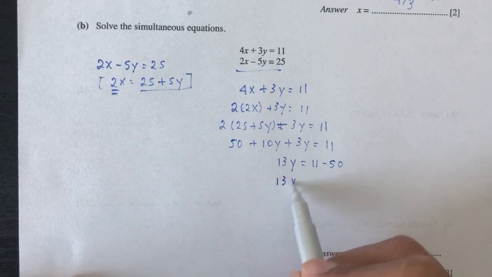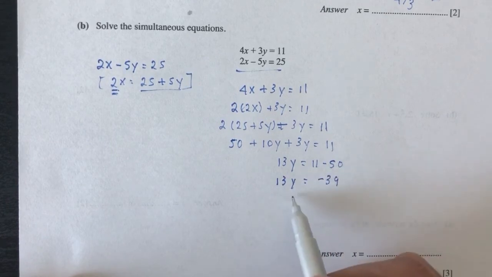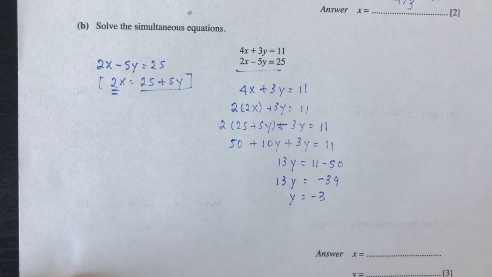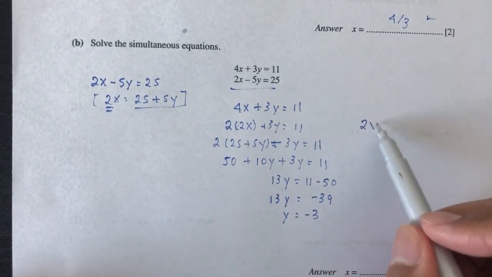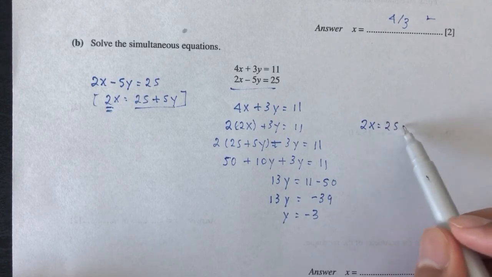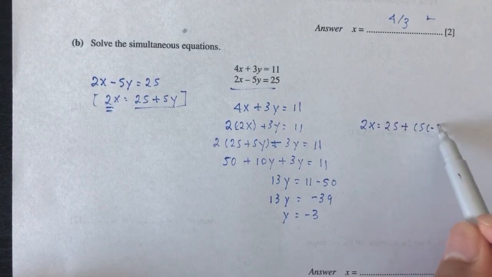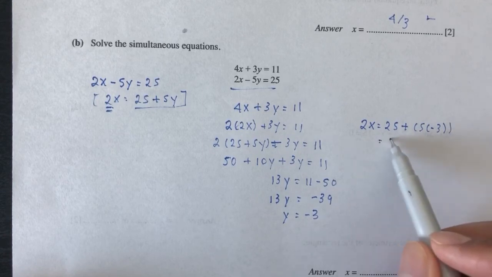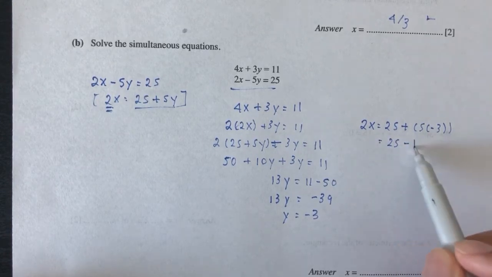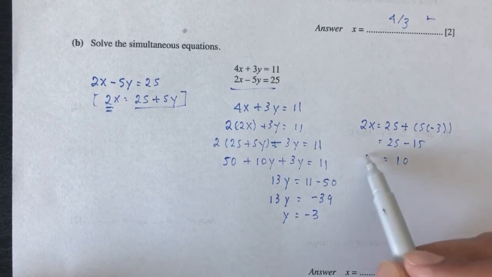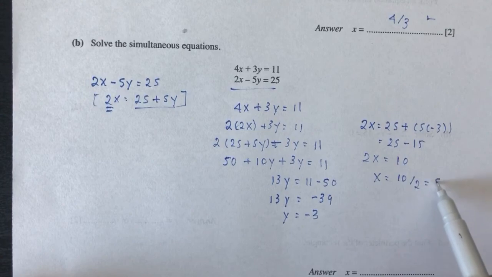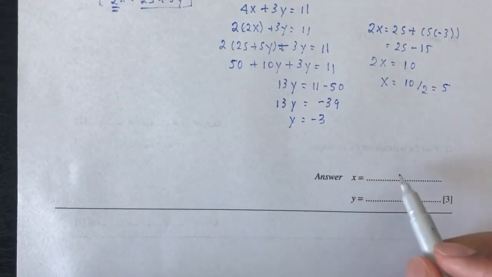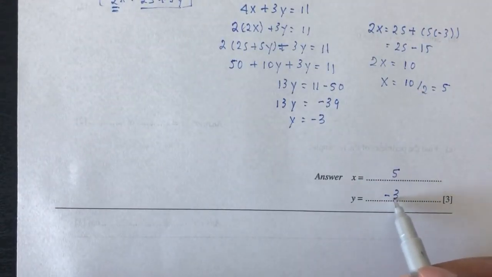So 13y equal to minus 39. So y will be minus 3. Now let's replace this in the value here. So 2x will be 25 plus 5 times minus 3. That will be 25 minus 15, that will be 10. So 2x is 10. x will be 10 divided by 2. That will be 5. So your answer will be 5 and minus 3. So that was question number 25.